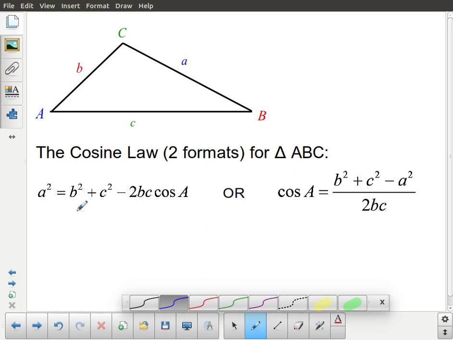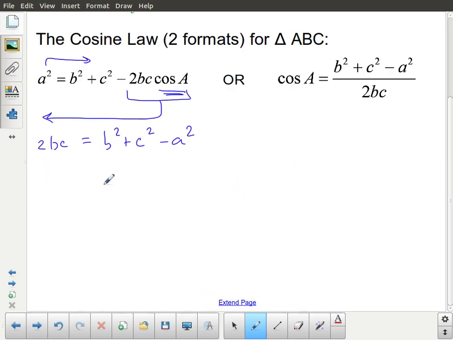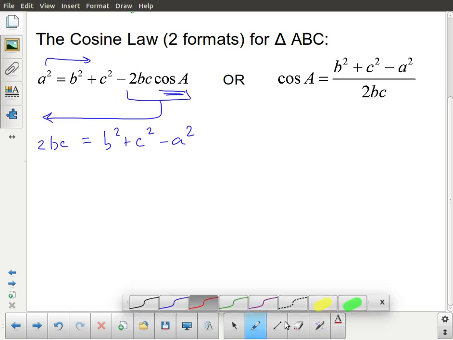But if you need to know an angle instead, then if we're interested in cosine of A, what I'm going to do first is take this whole piece and move it to the left side, and I'll take the a squared and move it to the right side. So I end up with 2bc equals b squared plus c squared minus a squared. And if I do that, now I missed one very important thing here. I'm going to just rewrite that.